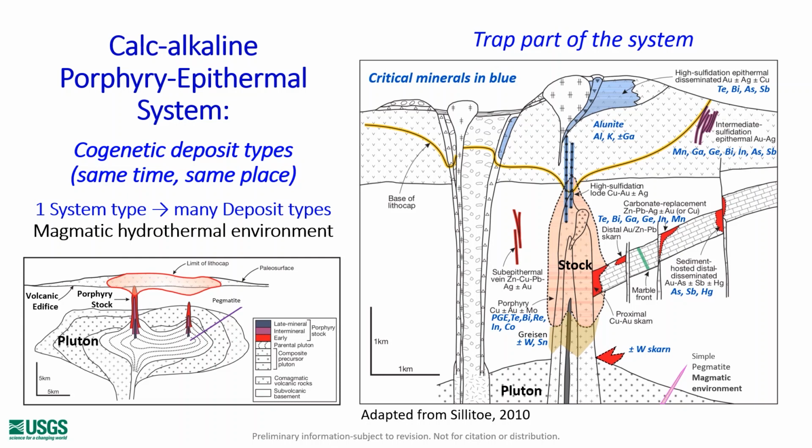The critical minerals thought to be associated with the deposit types in this system are shown in blue. The Global Geochemical Database will enable us to trace critical minerals through systems and quantify their abundance in each deposit type that has been sampled.